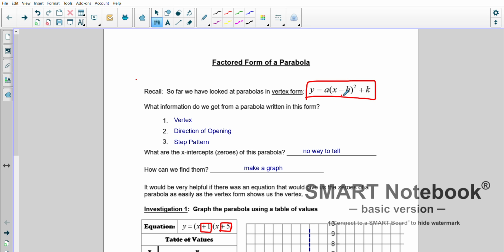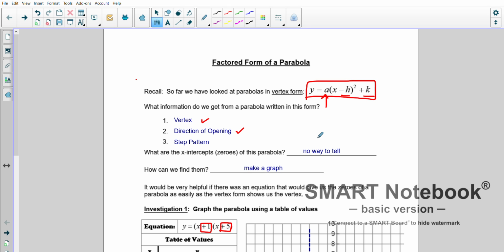As we learned last time, these values here, the opposite of this value and this value as is, makes the vertex. If this a value is a positive number, then it's going to tell us it opens up. If it's negative, it's going to open down, so it tells us the direction of opening. And then that value will also help us determine the step pattern. You would multiply this number by 1, 3, 5 to get the step pattern.